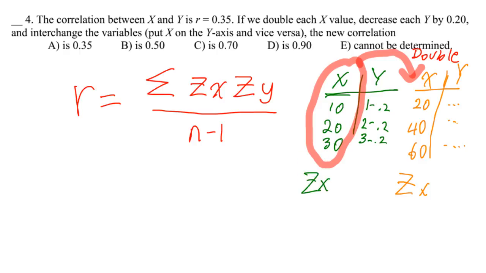Then it says, well, okay, what about the y scores? Well, because we subtract 0.2 from all of the y's, something else interesting happens. The average moves, as does the standard deviation. So all of these green zy's are actually going to match the orange zy's over here.